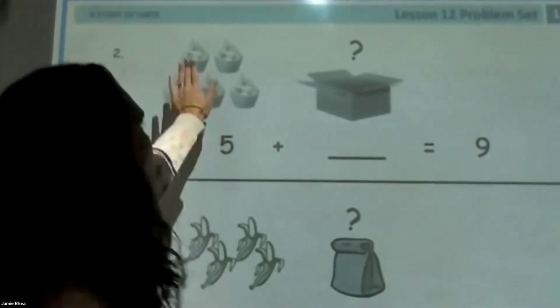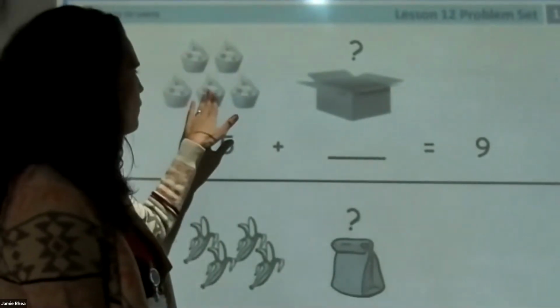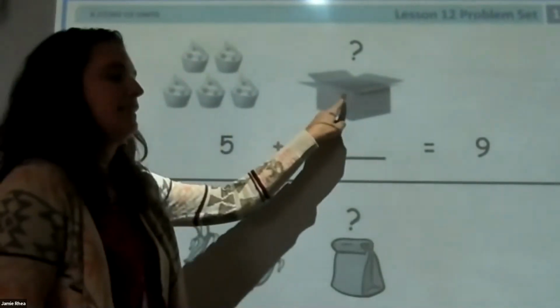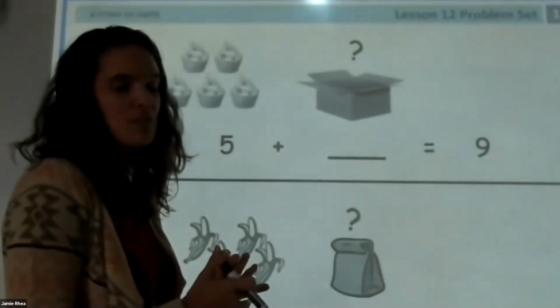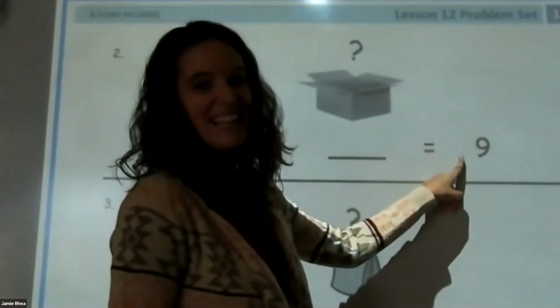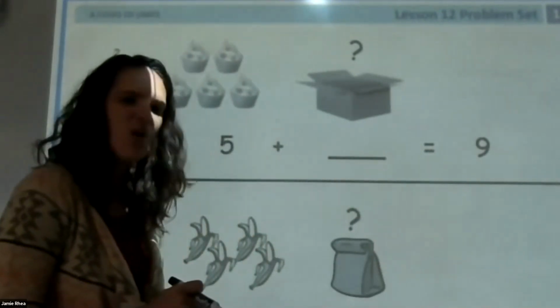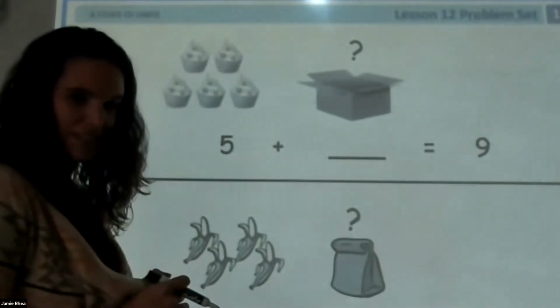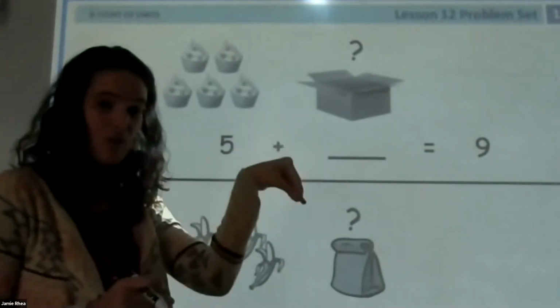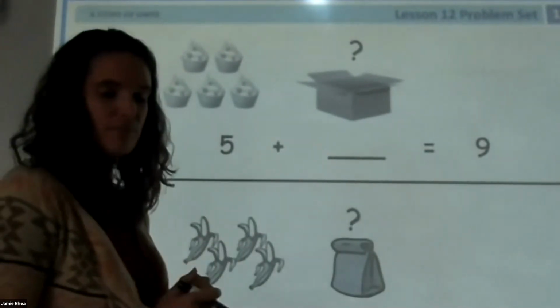I have 1, 2, 3, 4, 5 cupcakes. Miss Jones brought some more to me, and now I have 9 cupcakes. What are some ways we could solve this? We just talked about 2 different ways we could solve this. We said that we could count on from 5 and go to 9.